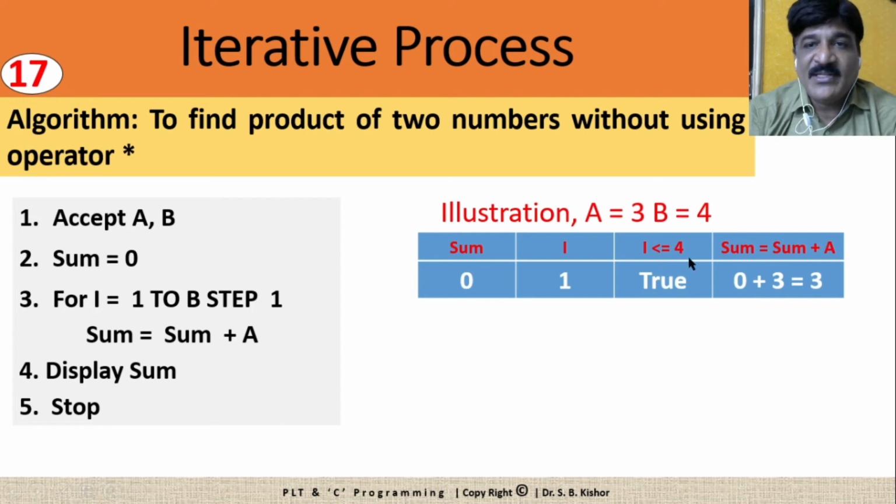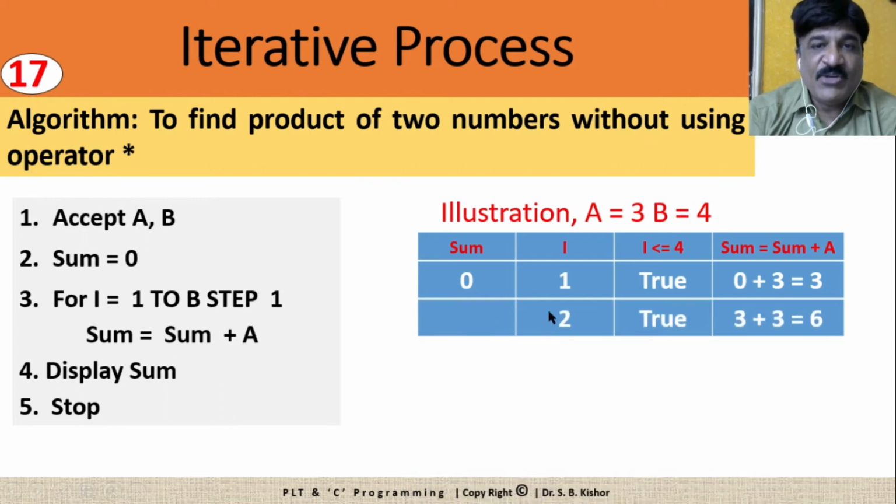So 1 is less than 4? Yes. So sum is equal to sum plus a. What is the value of sum? 0. What is the value of a? 3. So 0 plus 3 is 3. Then the value of I will become 2. 2 is less than 4? Yes. So previous sum plus the current value of a. The value of a will remain the same, that is 3. So 3 plus 3 is 6.